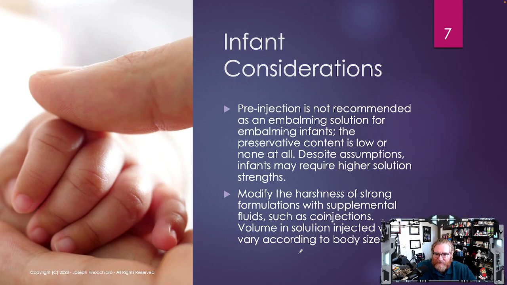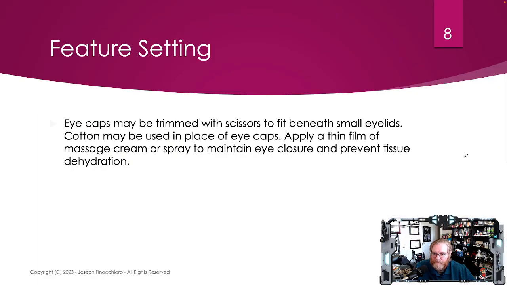Pre-injection for infants is not recommended as an embalming solution. The preservative content is low or non-existent. Despite assumptions, infants may require higher solution strengths instead of lower. At a minimum, you should be injecting at a standard 2% injection, maybe even 2.5% because of the secondary dilution of the infant being mostly water. Modify the harshness of strong formulations with supplemental fluids such as co-injections. Volume of solution injected will vary according to body size.